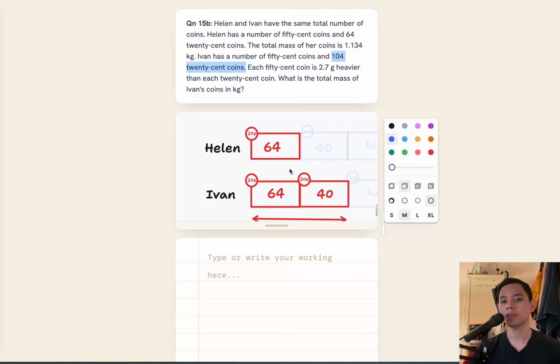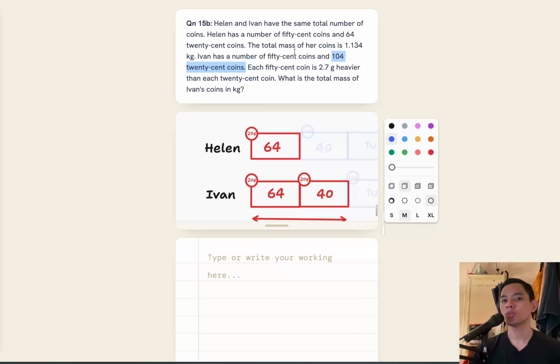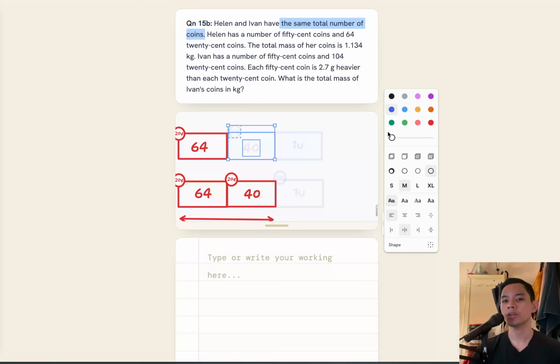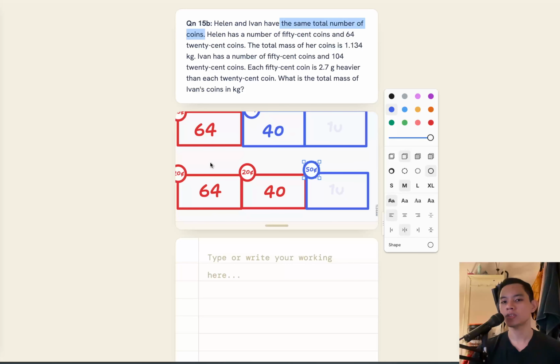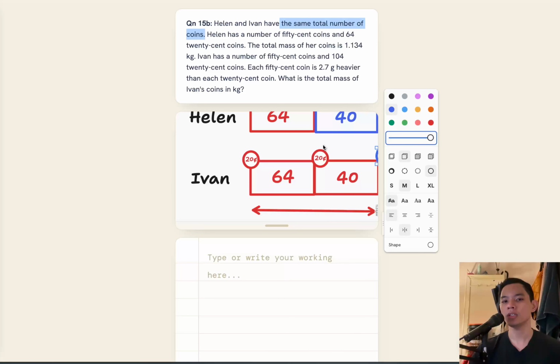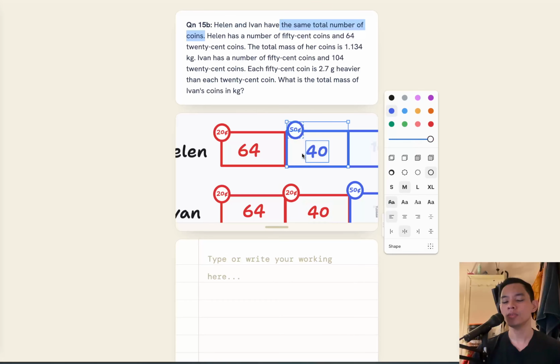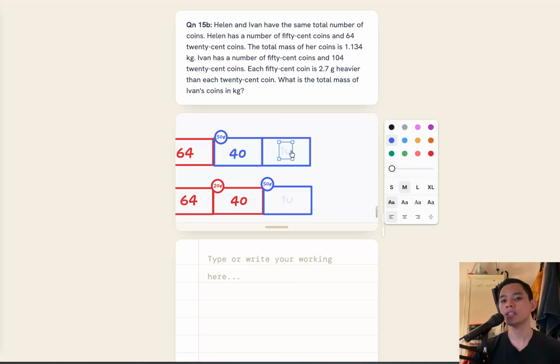If you want to break it up into blocks, it will be 64 and 40. So this will be very important. We know that both of them have the same total number, so the whole thing will look something like this, where you have 50-cent coins as well. For the 20-cent coins that Ivan has more than Helen, it is replaced with 40 50-cent coins that Helen has. We know that both have the same number of 50-cent coins, and the leftover I'll call 1 unit.